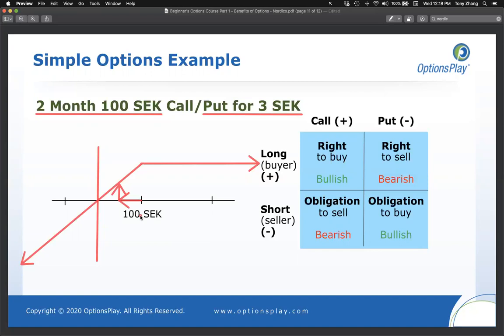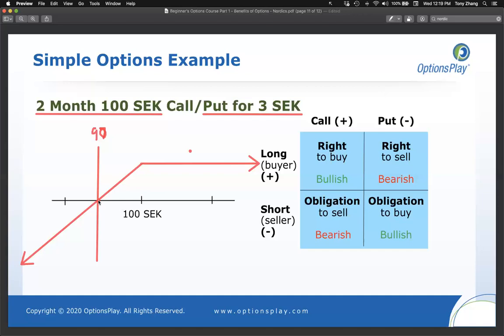So what you're really saying when you're selling a put option is you believe that the stock is going to stay above a specific price. And that price is determined by how much you sell that put for. So if you sell the put instead of for 3 crowns, let's say you sold it for 10 crowns, now what it looks like is that this is going to be 90 crowns, right? The more you sell a put for, the more buffer you have, right?